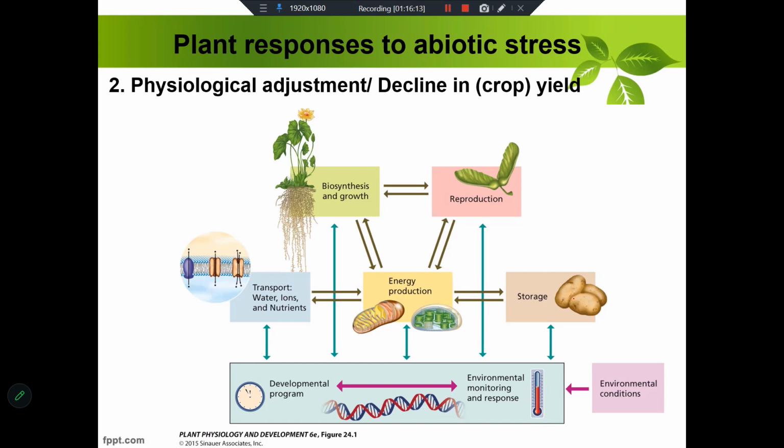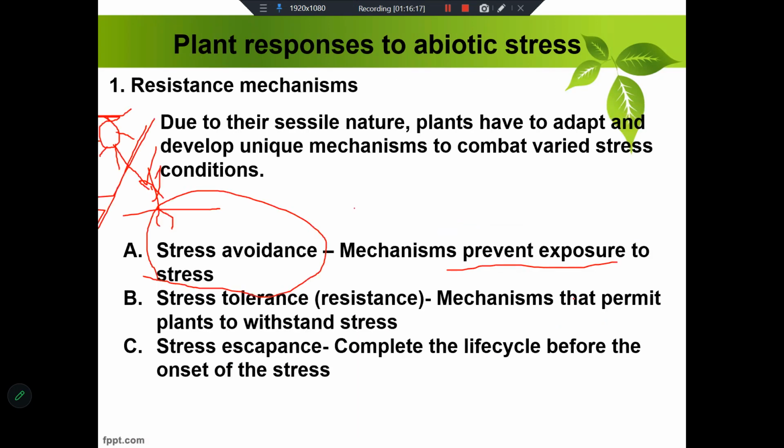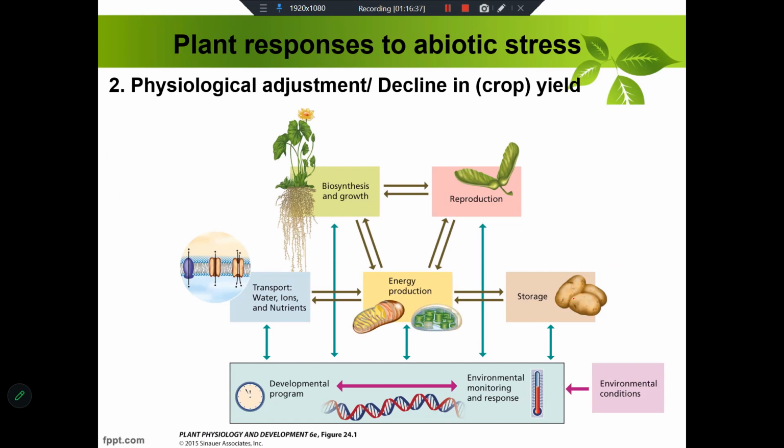So that is what we call physiological adjustment. In this one, the resistance mechanisms can be described at the individual level. The plant will be avoiding stress, the plant will tolerate, the plant will escape from the drought. Likewise, the physiological adjustments can be discussed at the tissue level or the organ level. There are reproducing tissues, reproducing organs.